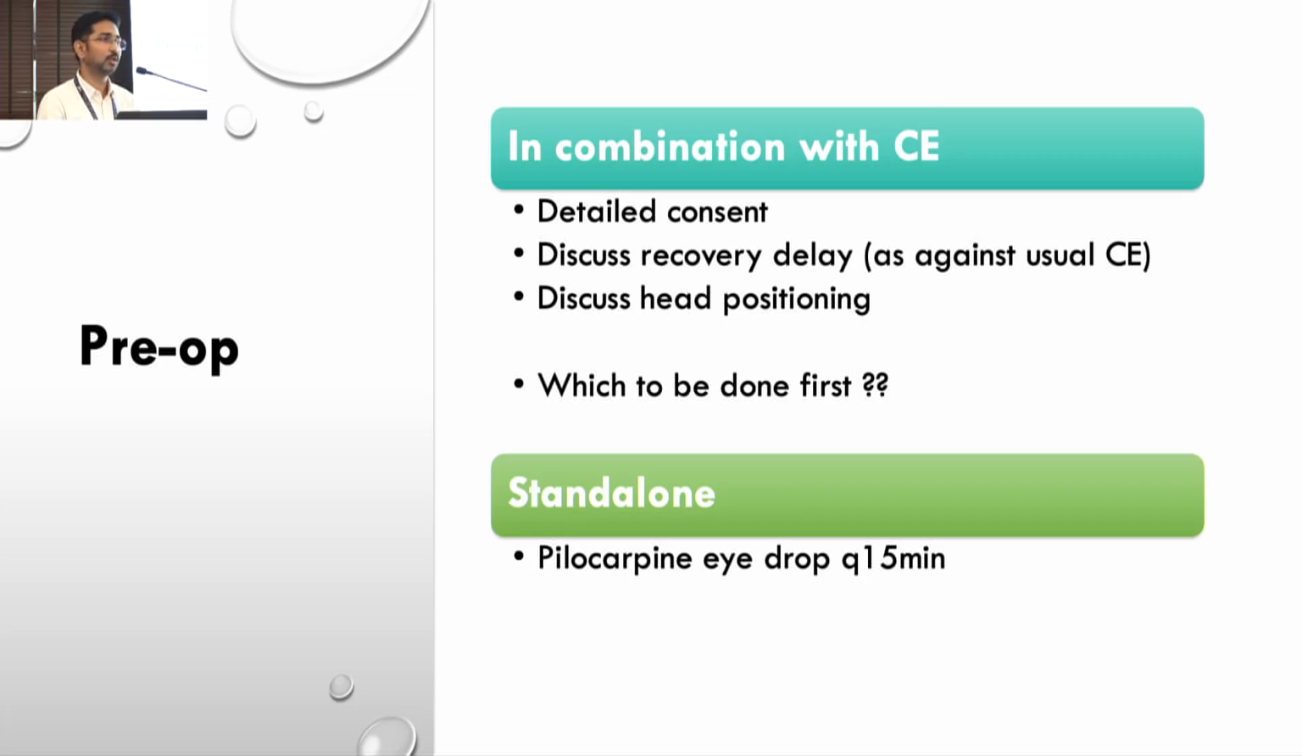And when you do a standalone procedure in a phakic patient, you will have to use pilocarpine in the anterior chamber to constrict the pupil. That will help open up the angle and improve your visualization, and also prevent the anterior lens capsule from any inadvertent trauma while you are manipulating inside the eye.